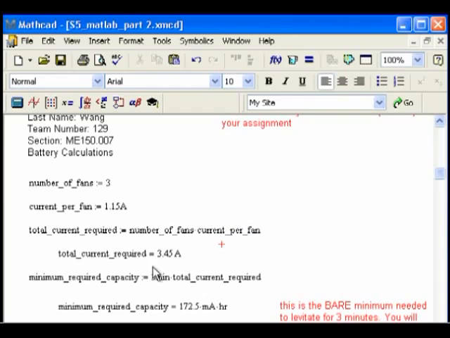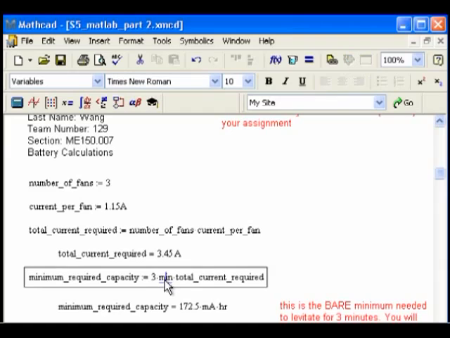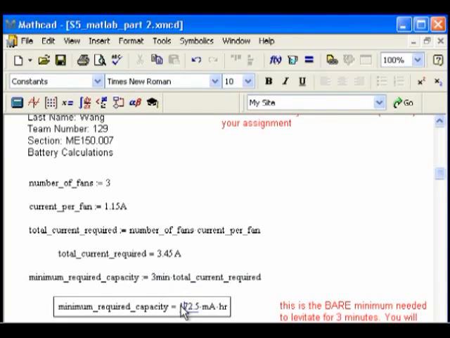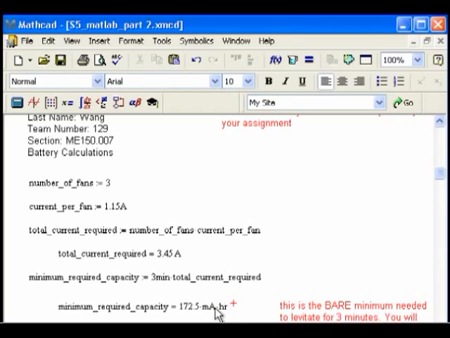The minimum capacity required, well, that's the total amperage times the time I have to run. This is where MathCad's kind of nice because it does units. So I multiplied 3 minutes, because my hovercraft's got to run 3 minutes, times that total current required, which is that 3.45 amps. And so it gives me something. I'll undo this here so you can see.